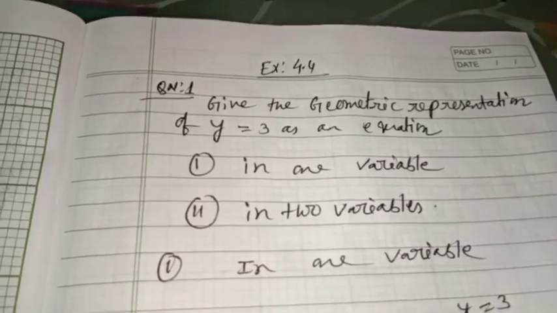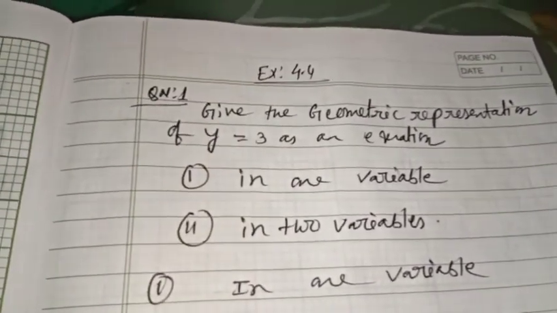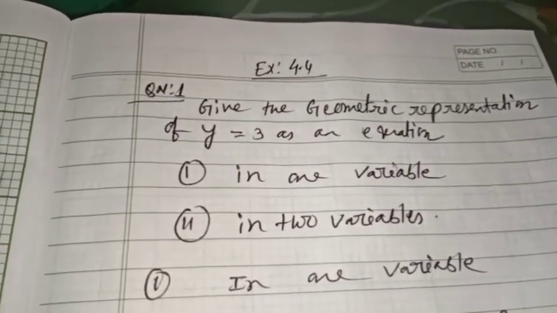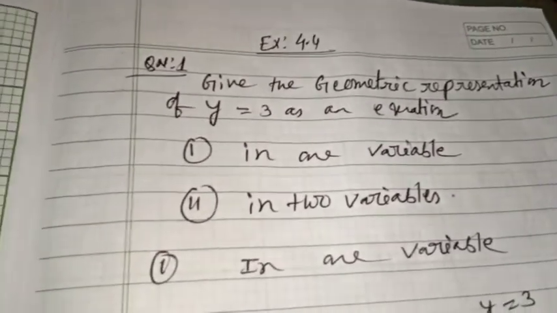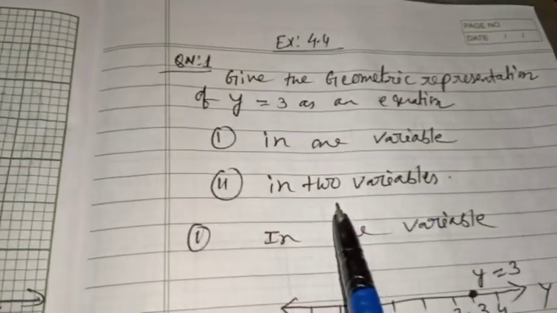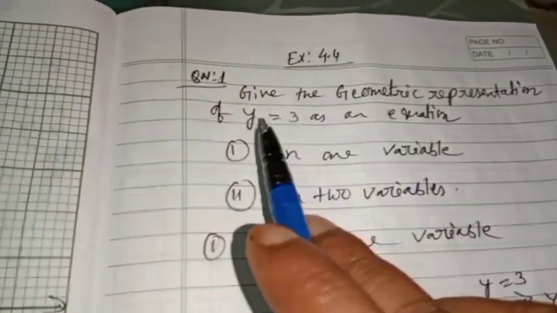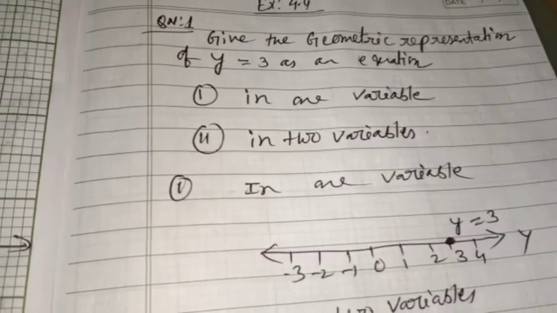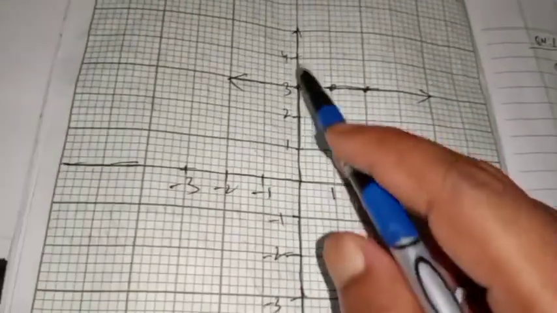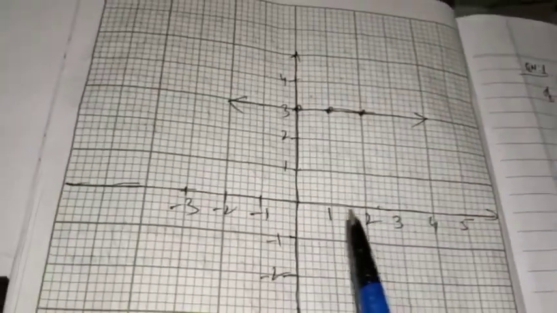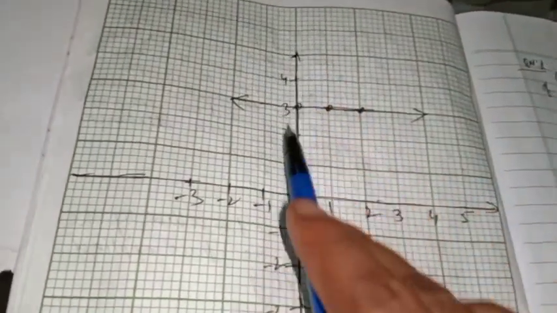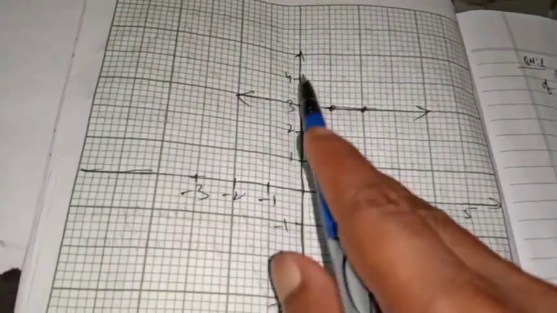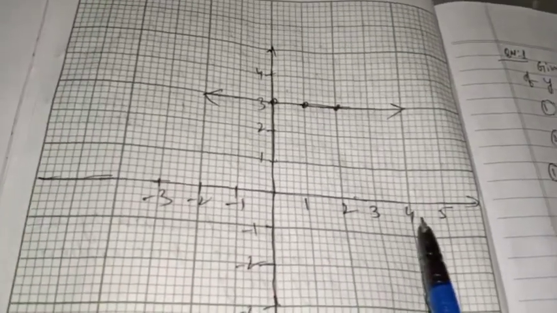Next. Now, exercise 4.4. Question number 1. Give the geometrical representation of y is equal to 3 as an equation in one variable, number 1, and number 2 in two variables. This is the question. You have to represent y is equal to 3 in one variable and in two variables also. See, in one variable means what? When you draw a graph, you will get two number lines. This vertical number line is called the y-axis, and the horizontal number line is called the x-axis.